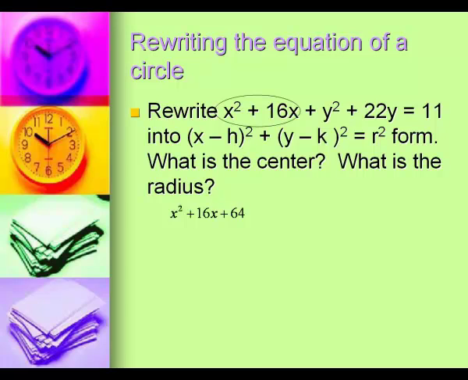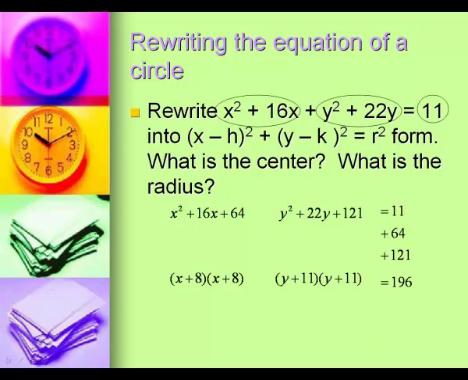Now we focus on the y part. Y squared plus 22y. Take half of 22, which is 11, square that, which is 121, and add that to both sides of the equation to complete this trinomial. So y squared plus 22y plus 121 is the completed trinomial for the y part. On the right side of the equals, you had 11 originally. We're going to add to it 64 and 121. When you add 64 and 121 to the 11 that was already there, we get 196.